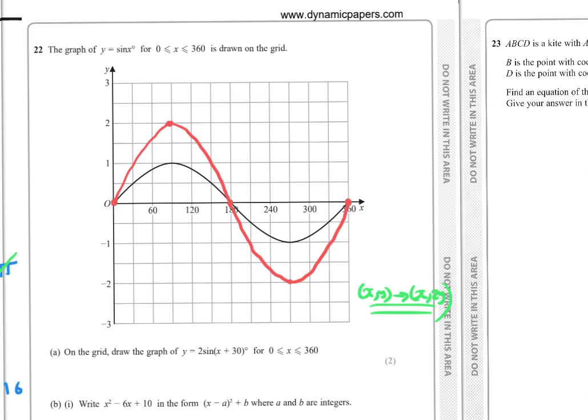Now this point moves 30 units to the left, and the same for that point, that one, that one, and also for that one. Now join the new points. So this is the graph after the two transformations.